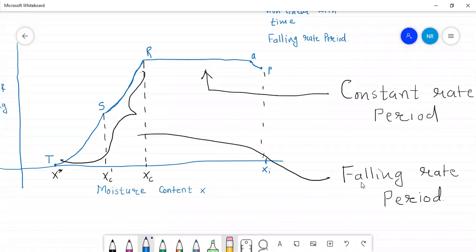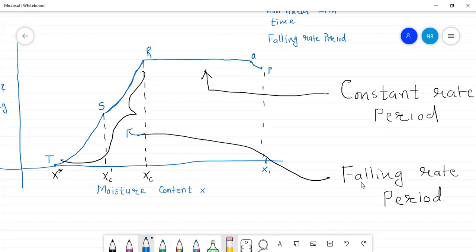So these two sections we see, the constant rate period and the falling rate period. Now we have to calculate the example based on this graph. Ultimately we have to calculate the time of drying. To calculate the time of drying, we require the equations.